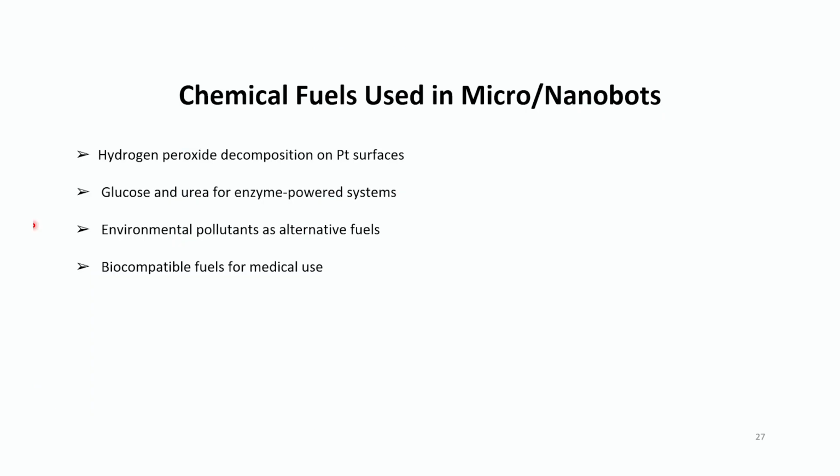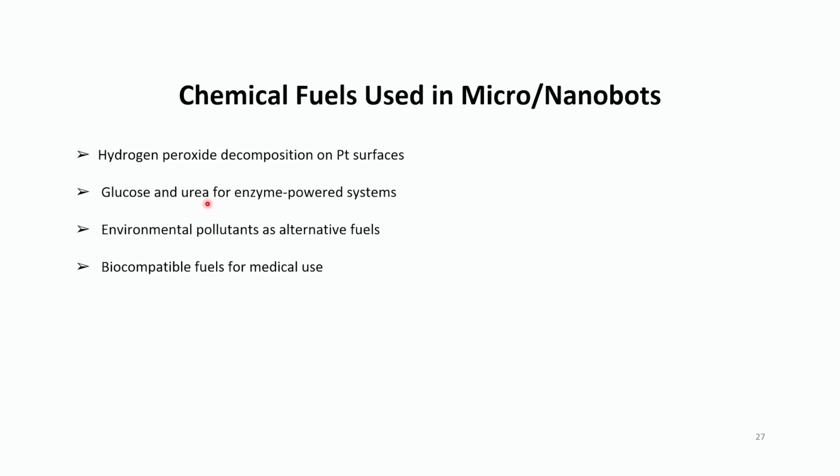So, chemical fuels used in micro nanobots. These are examples of the various chemical fuels that are used in fabricating your micro nanorobots. These may be hydrogen peroxide that is decomposed on platinum surfaces. So this is the catalyst and this is your fuel. Hydrogen peroxide decomposition takes place on platinum surfaces. That's an example of a hydrogen peroxide based fuel.